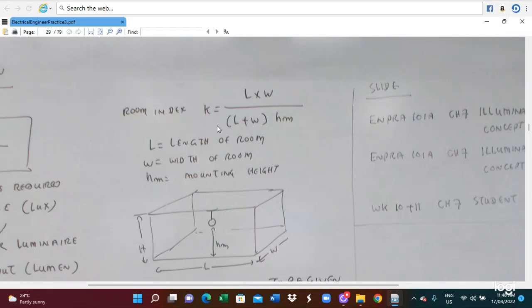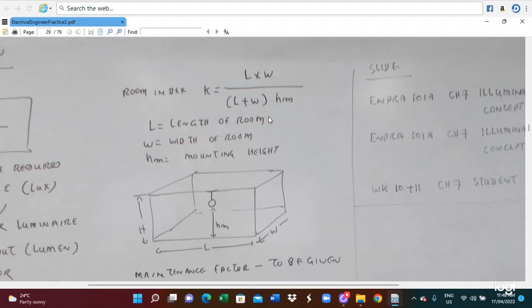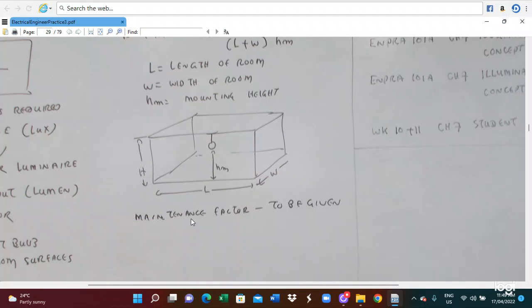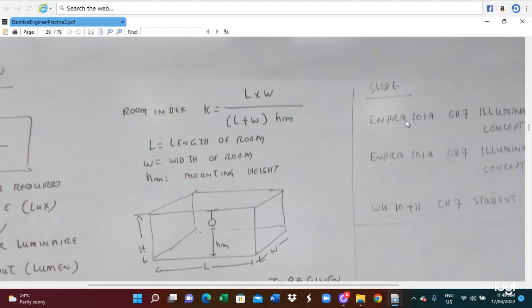In this case, we can also calculate the room index. The room index can be calculated as L times W divided by L plus W times HM. In this case, L is the length of the room, W is the width of the room, and HM is the mounting height. So the maintenance factor needs to be given from the program.